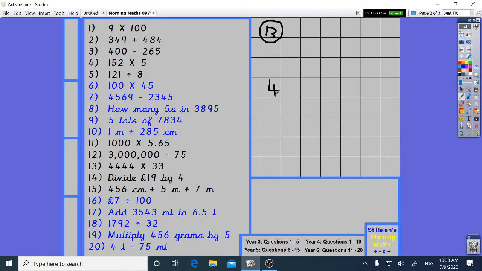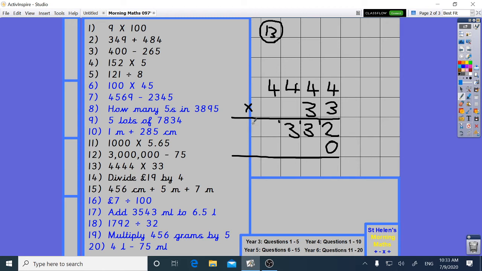A long multiplication, 4,444 times 33. There'll be lots of 4 times 3 in this question, which is of course 12, but then we'll have the carried ones to worry about. So 4 times 3 or 3 times 4, 12. 3 times 4, 12, plus 1, 13. 3 times 4, 12, plus 1, 13 again. That's that line done. Place a 0.